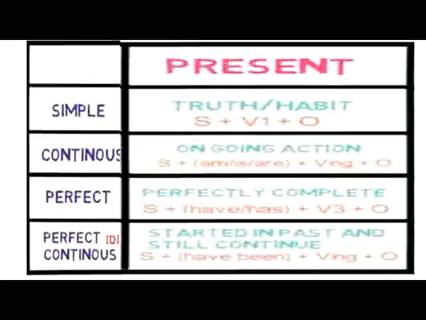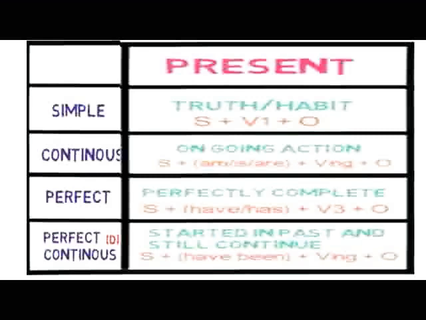So this is a brief preview of all the present tenses. Simple is a truth or habit. We use a subject, then the first form of the verb, then an object. Then continuous, an ongoing action: subject, am, is or are, ing with the first form of verb, and then object.